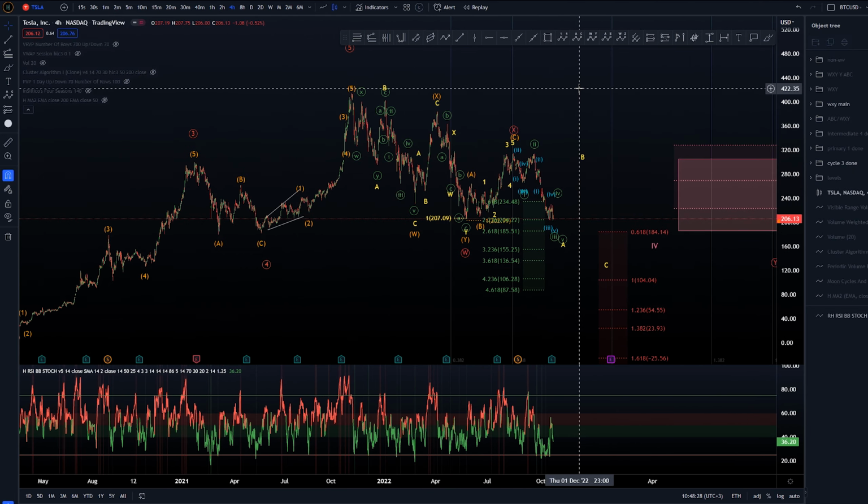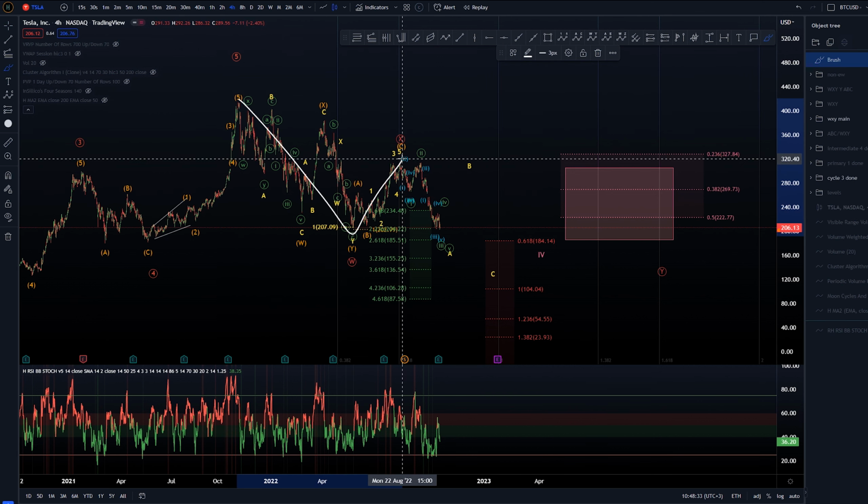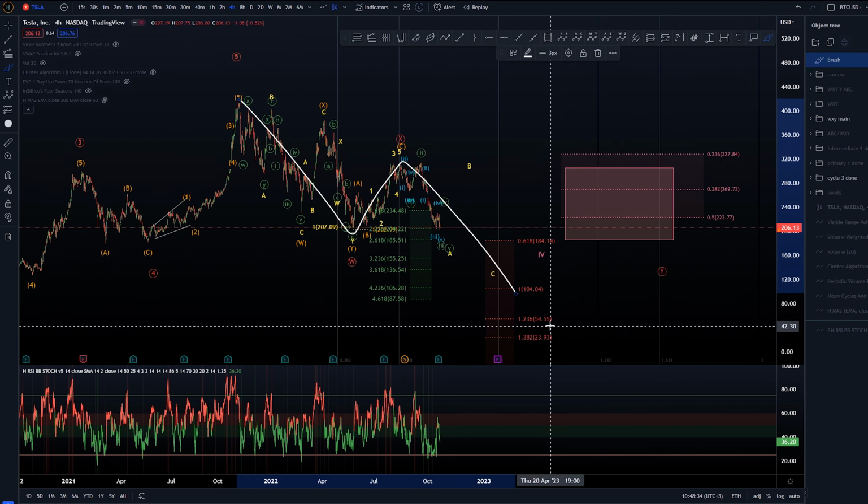Now overall, where are my targets? Well, if we are looking at this WX completed, we would be looking for this wave Y here to be around the 1-to-1 extension, so $104. On arithmetic scale, of course, this is going to be way different than the others, because again, this box of 1-to-1 to 1.382 is all the way to $24. So this is a massive dump if that is going to be happening.